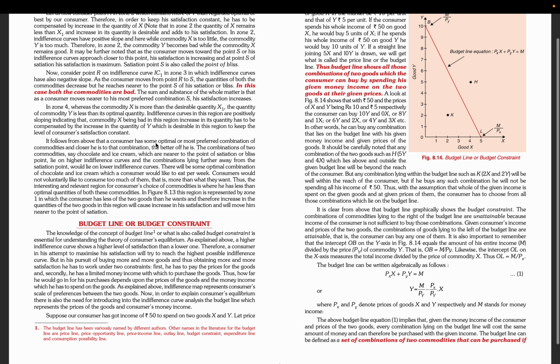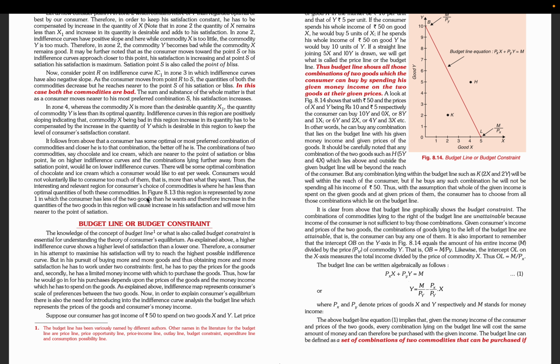It follows from above that the consumer will have some optimal or most preferred combination of commodities, and the closer he is to that combination, the better off he is. The combination of two commodities, say chocolate and ice cream, which are nearer to the point of satiation or bliss point, lie on the higher IC, and the combinations lying further away from the satiation point would lie on lower ICs. There will be some optimal combination of chocolate and ice cream which a consumer would like to eat per week. Consumers would not voluntarily like to consume too much of them, which is more than what they want, when they both become bad.